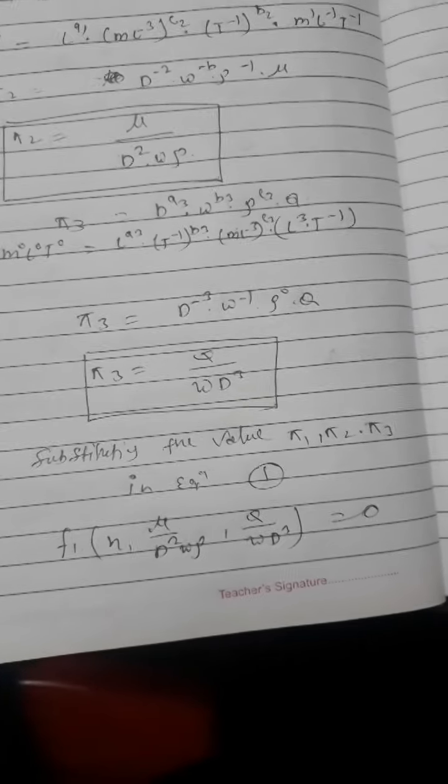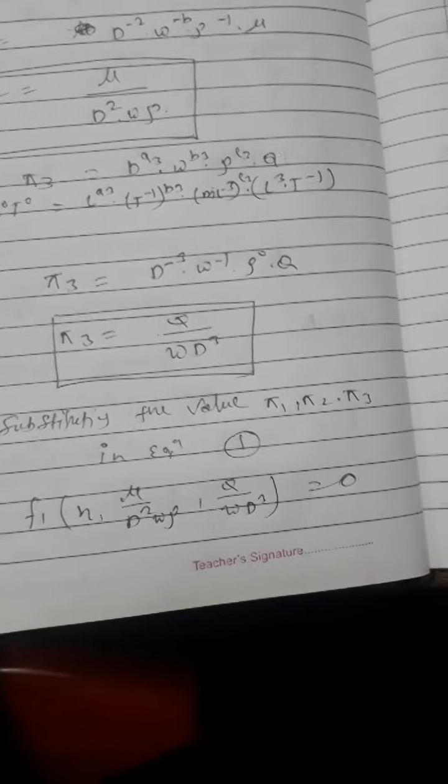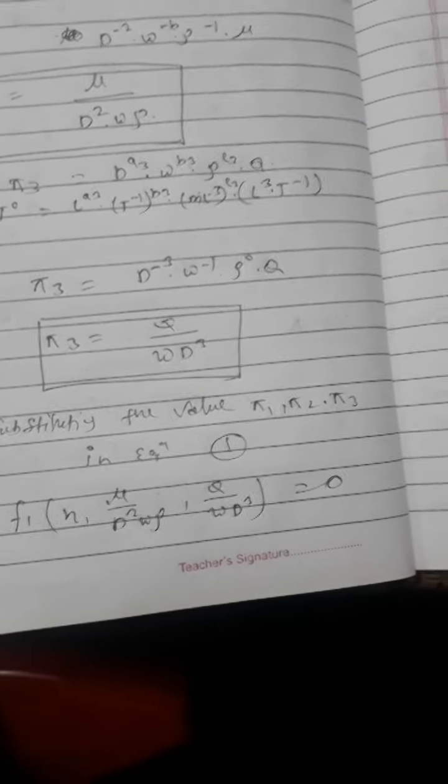So substituting the values of pi 1, pi 2, pi 3 into equation first, the function f1 of eta, mu upon d square omega rho, and Q upon omega d to the power 3 is equal to 0. Eta is a function phi of mu upon d square omega rho and Q upon omega d cube. By the dimensions, the properties are solved and the function is a dimensionless quantity. So eta is a dimensionless quantity. Proved.